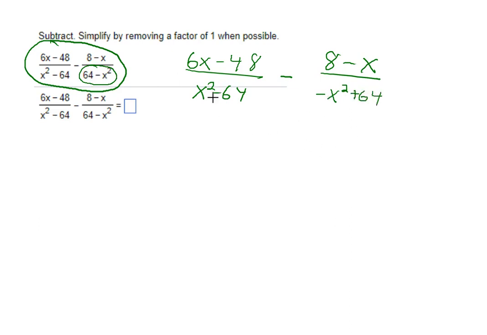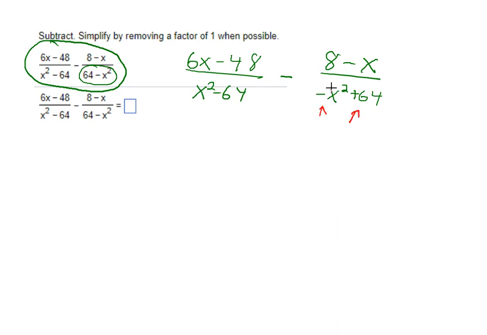So these aren't really 100% identical. And if they're not 100% identical, it's not a common denominator, so you can't subtract these fractions. But they're really close to being the same. They both have x squared, they both have 64. The only difference here is these are the wrong sign.